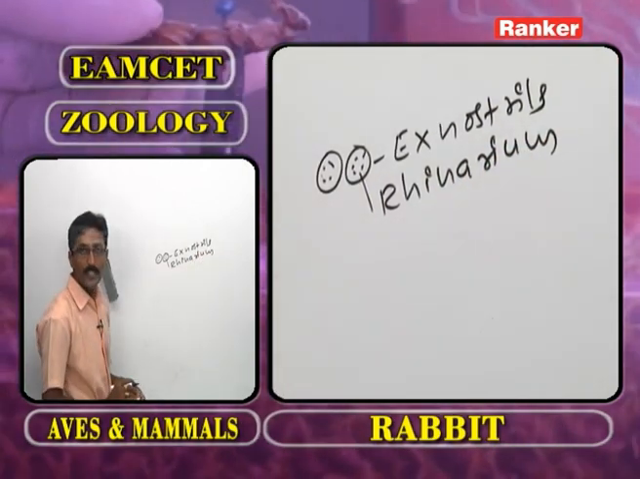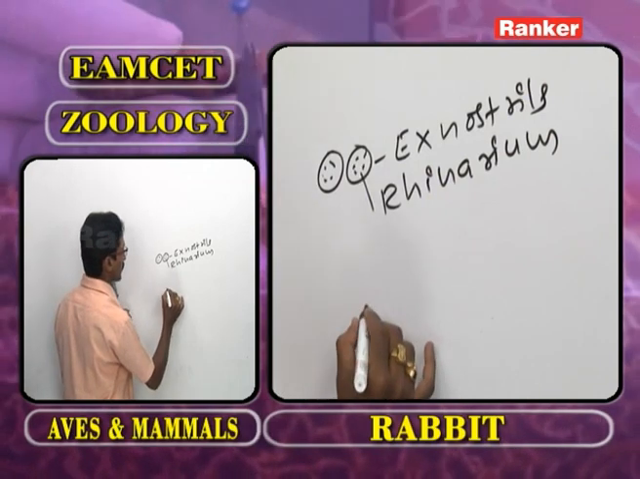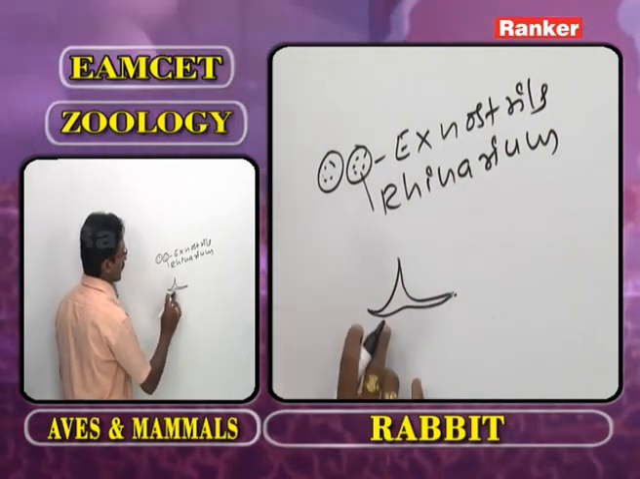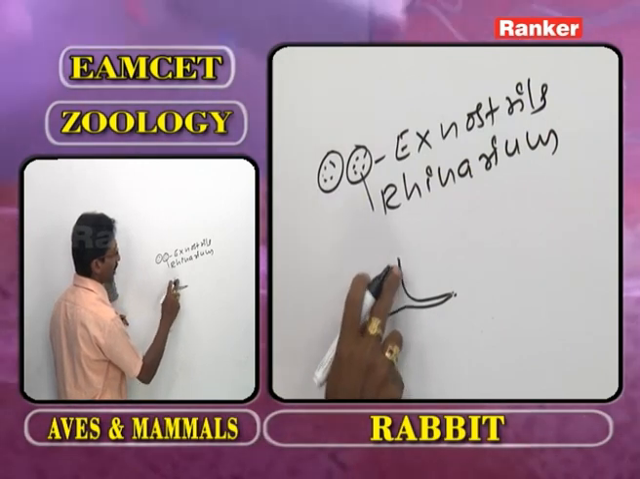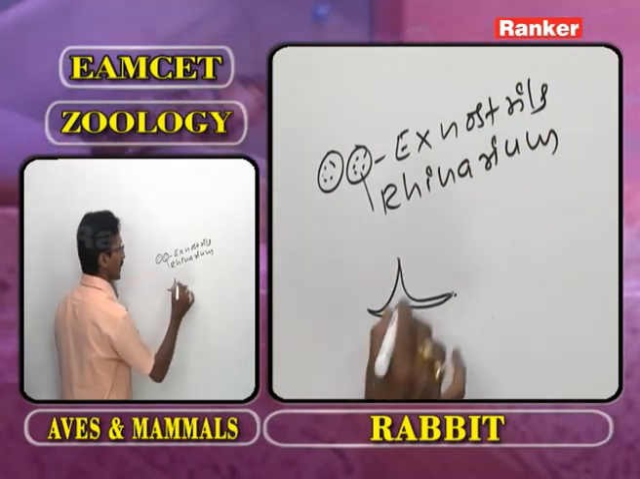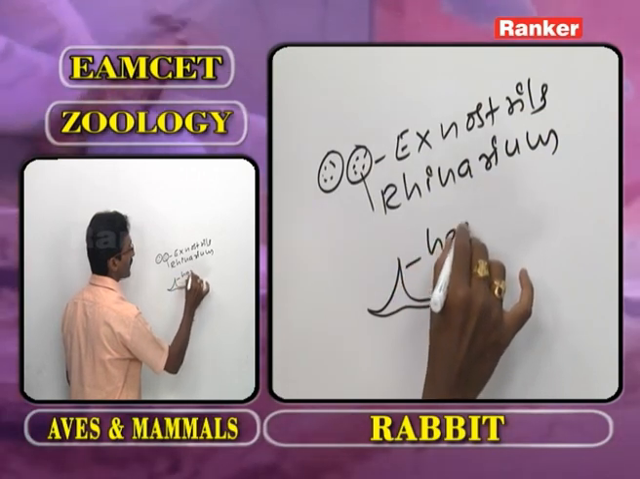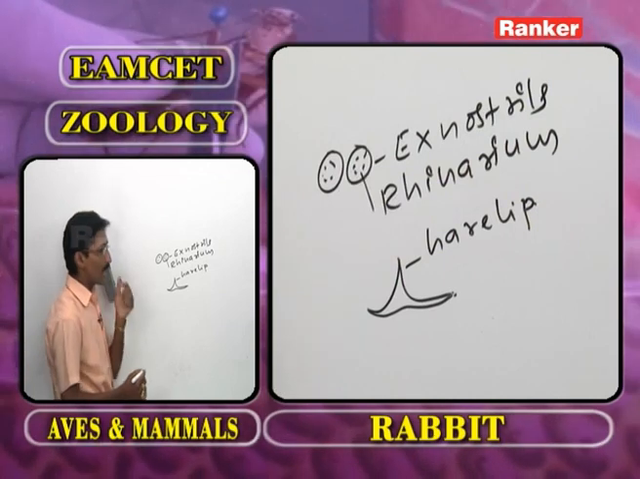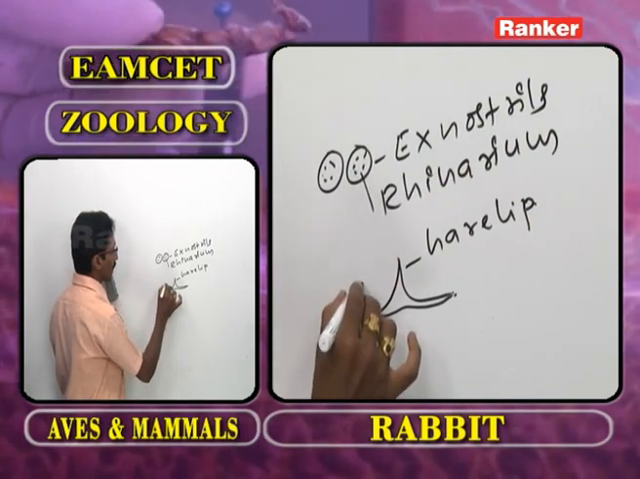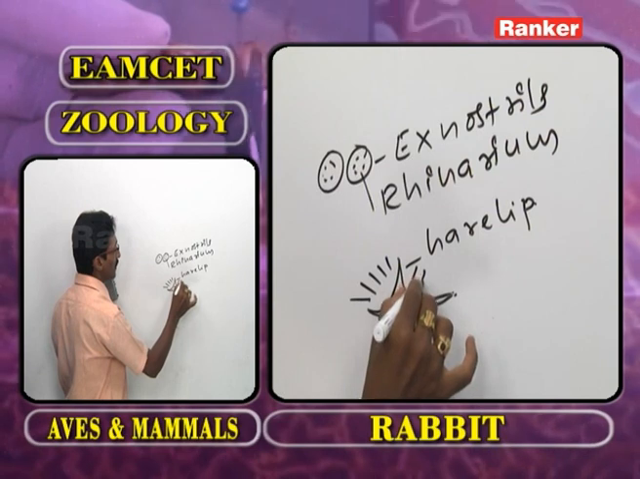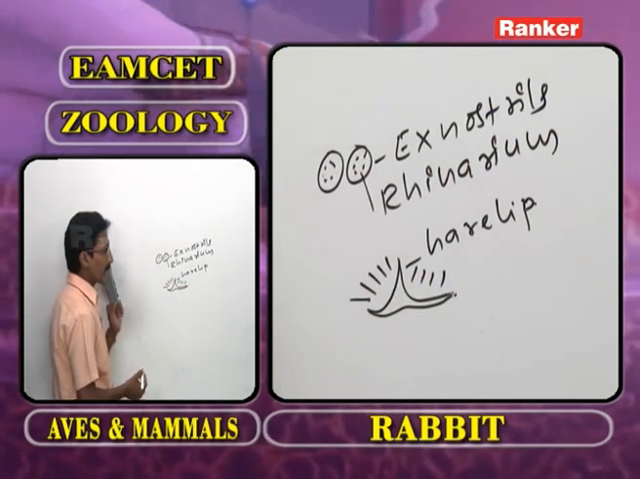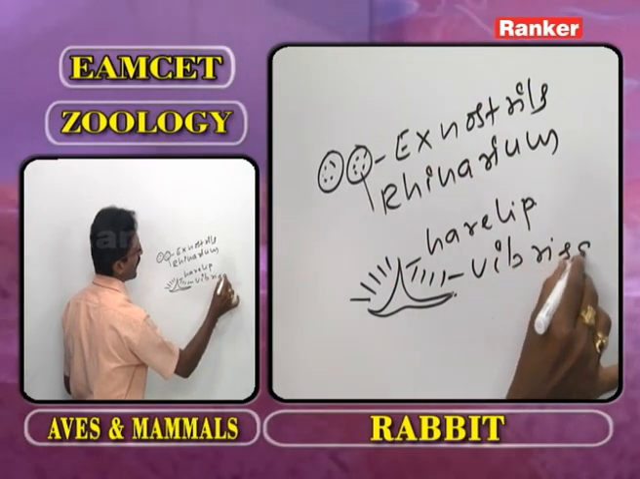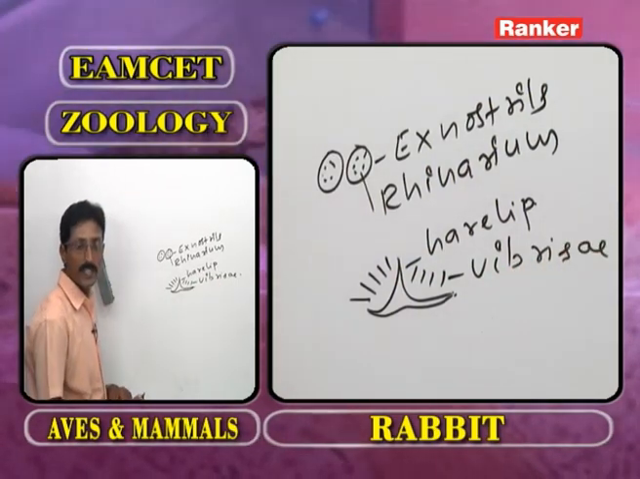Now the next one is Vibrissae. Now this one we call the upper lip. The upper lip has a longitudinal slit. The upper lip is called the hair lip. Now on the margin of upper lip, what are present? The long, stiff, tactile hairs are present. They are called Vibrissae. They are also called whiskers.